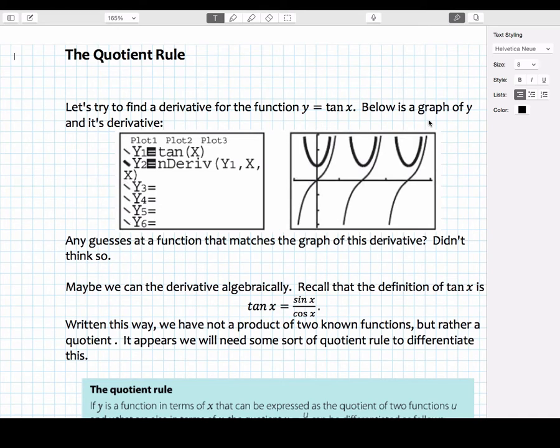Okay. That said, let's talk about the quotient rule. All right, so we're going to start by trying to find. I look really silly up here with the microphone, but that's okay. Let's try to find. I feel like I'm on a talk show.